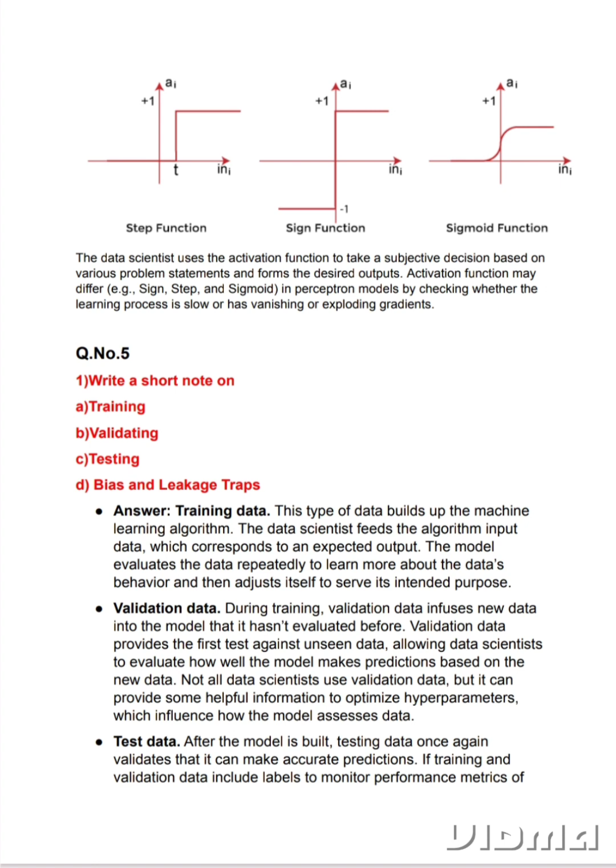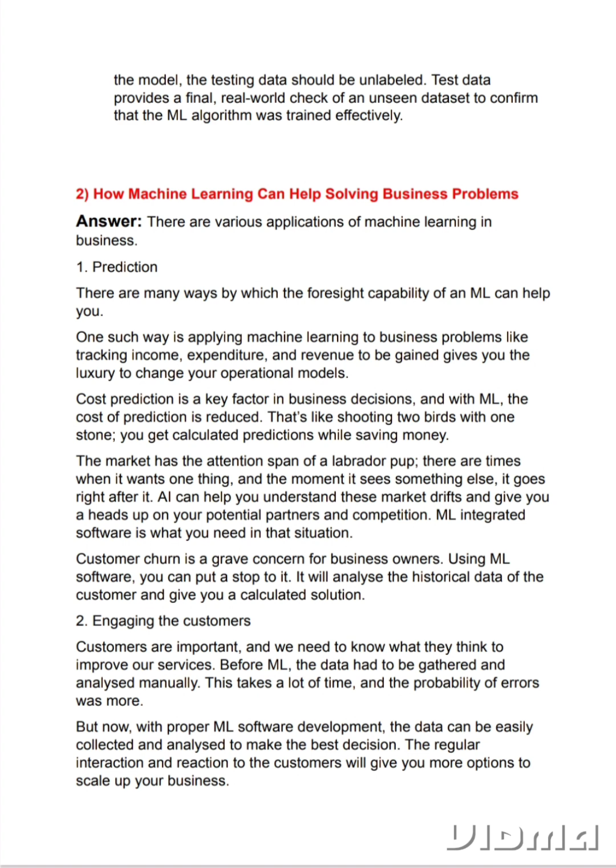Test data. After the model is built, testing data once again validates that it can make accurate predictions. Training and validation data include labels to monitor performance metrics of the model. The testing data should be unlabeled. Test data provides a final, real-world check of an unseen dataset to confirm that the machine learning algorithm was trained effectively.